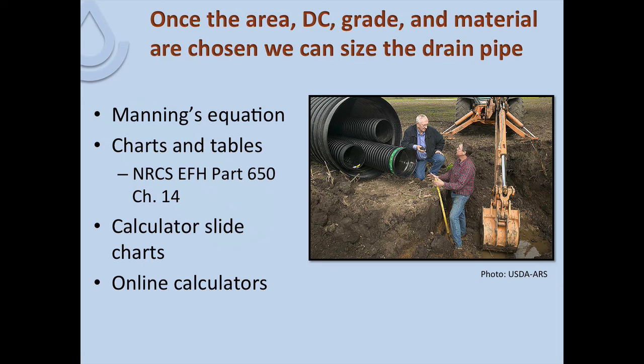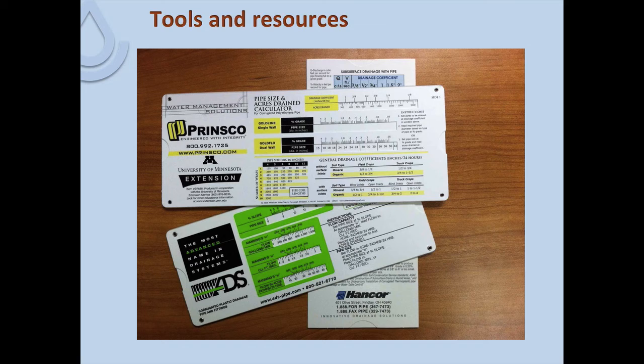So it's all based off of Manning's equation, but typically we would use a tool to solve that. And so that may be charts and tables, for instance, out of NRCS Engineering Field Handbook, Part 650, Chapter 14. That may be a calculator slide chart from one of the pipe manufacturers, or that may be an online calculator. And so that leads us now into some of the tools and resources that are available to assist with drainage design. And so one of those, again, is the slide calculators that are available from the major pipe manufacturers that are a convenient way to be able to size drain pipes.